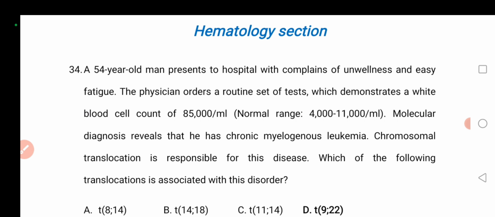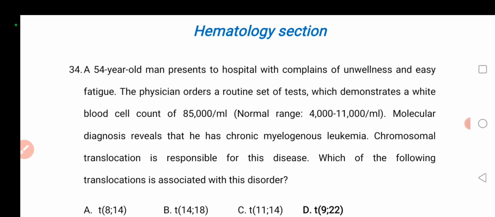A 50-year-old man presents to hospital with unwellness and easy fatigue, and there is a routine test which demonstrates a white blood cell count of 85,000 per ml, which is very high. Molecular diagnosis reveals chronic myelogenous leukemia, and a chromosomal translocation is responsible for this disease. Which of the following translocations is associated with this disorder?